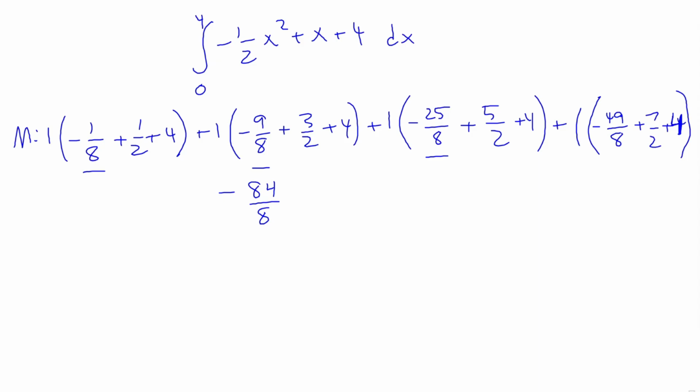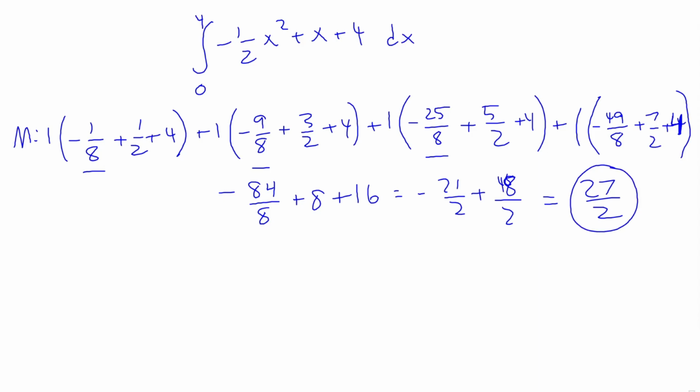So if we add all those, that's 4 halves plus 12 halves. 4 and 12 is 16. That's 16 halves. That's 8. And then we're going to add together 4 fours, which is 16. Negative 84/8 is the same as negative 42 fourths, or negative 21 halves. So this is negative 21 halves plus 24, which would be 48 halves, which gives us 27 halves.